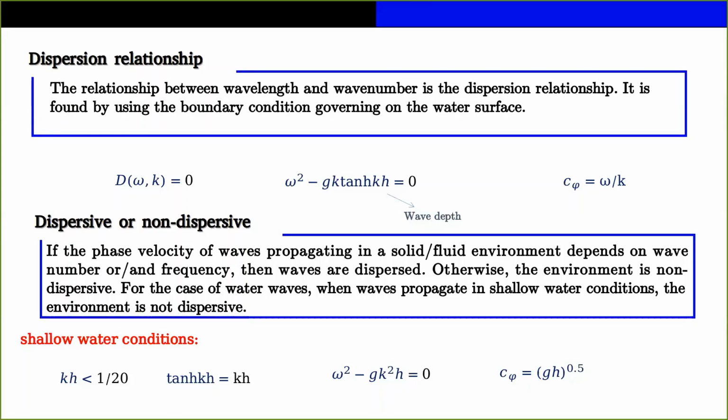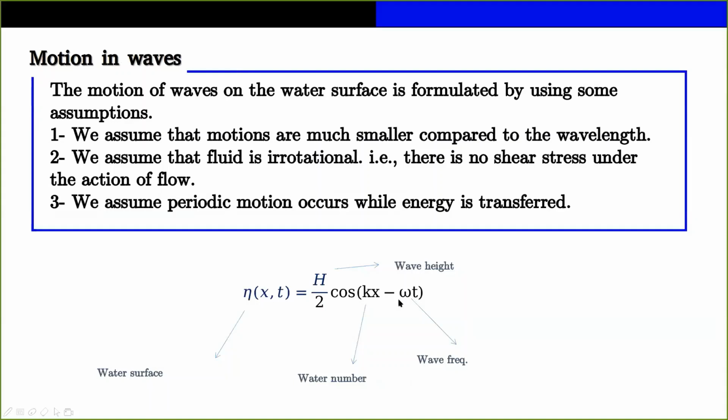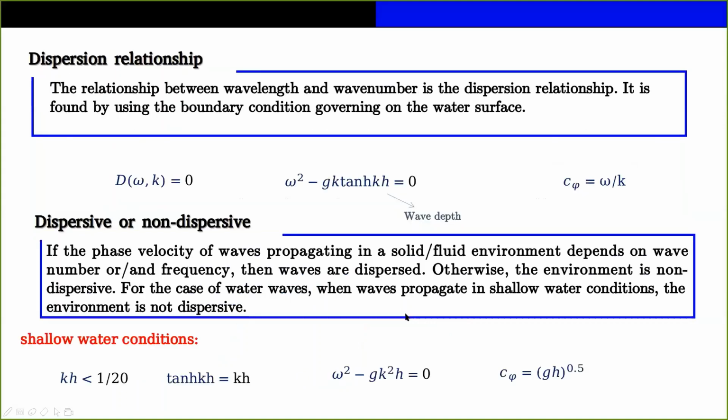And for the case of water waves, when we have surface waves and waves are propagating on the water surface, we get the special dispersion relationship that you see here. And of course, if you come back over here and have a look, we can compute the phase speed by using omega over k. So by using the dispersion relationship, we can compute the phase speed, and the phase speed tells us how the phase is changing at any point when waves are propagating.